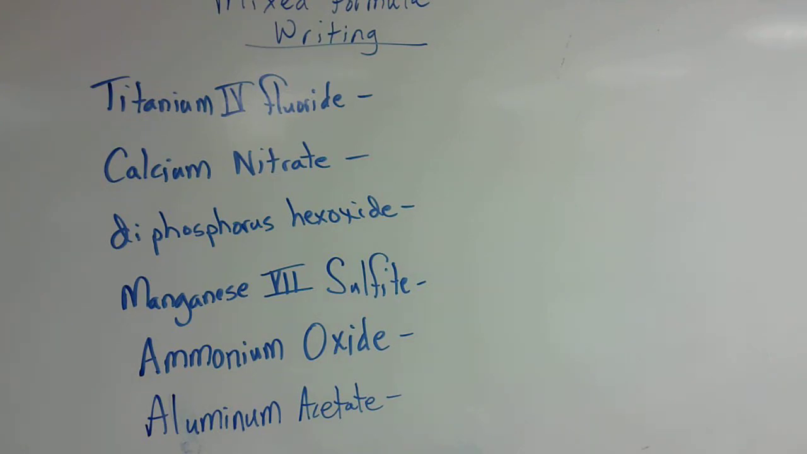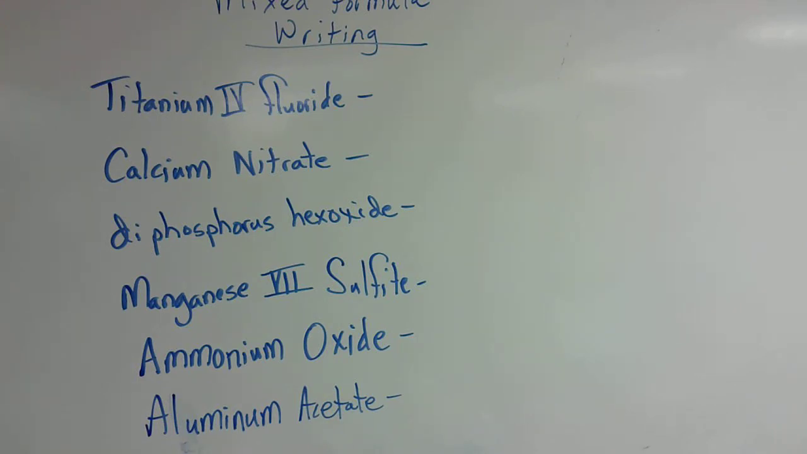Okay, so now we're going to go ahead and write the formulas for this. With the formula writing, you are going to just deal with charges and prefixes. You are not trying to rename this because it's already named. So first of all, there is a simple rule of thumb for figuring out if this is going to be ionic or covalent.